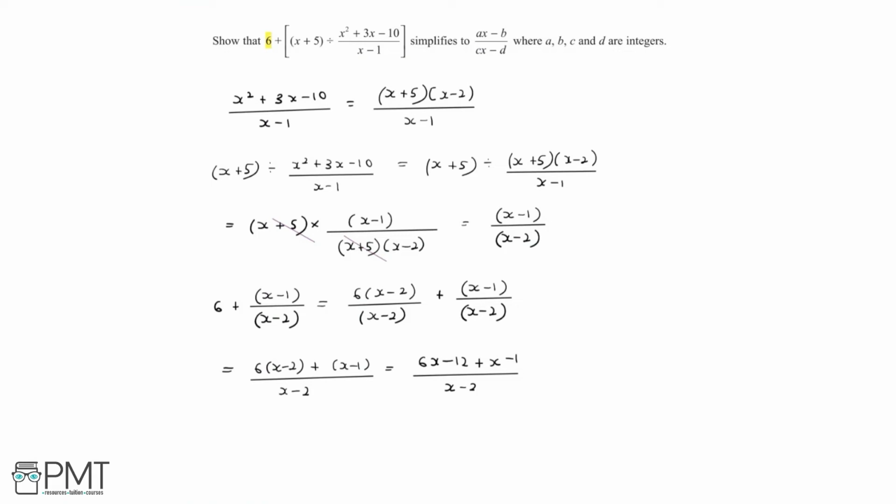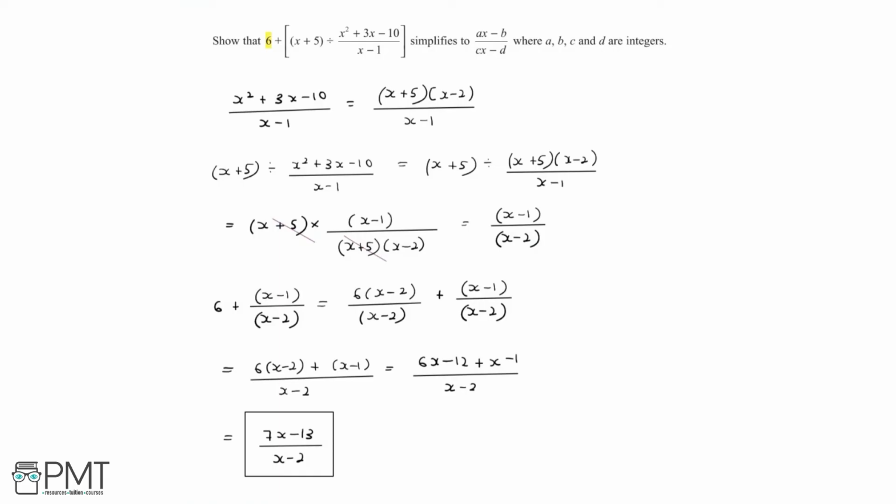Well, we know that 6x plus x is equal to 7x, and minus 12 minus 1 is equal to minus 13. And so we can write this fraction as 7x minus 13 divided by x minus 2. And so we now have a final simplified answer of 7x minus 13 over x minus 2. Now this question is worth 4 marks.